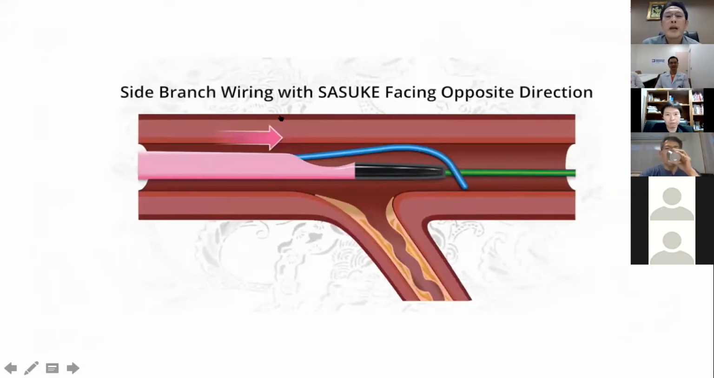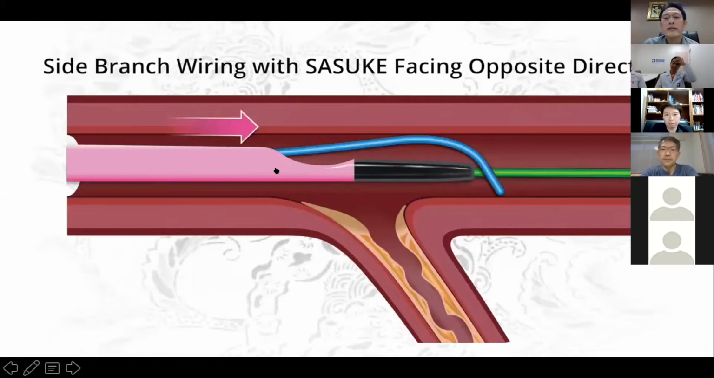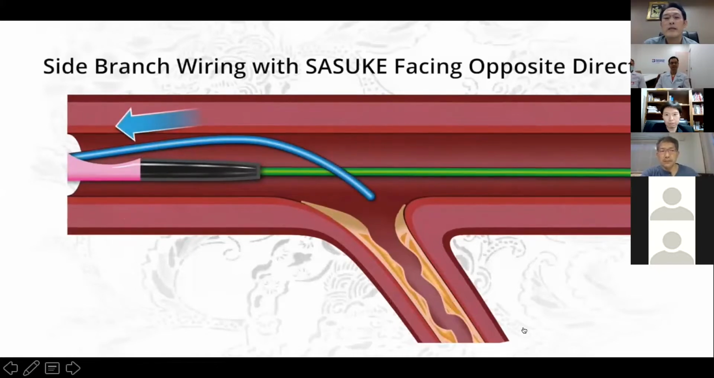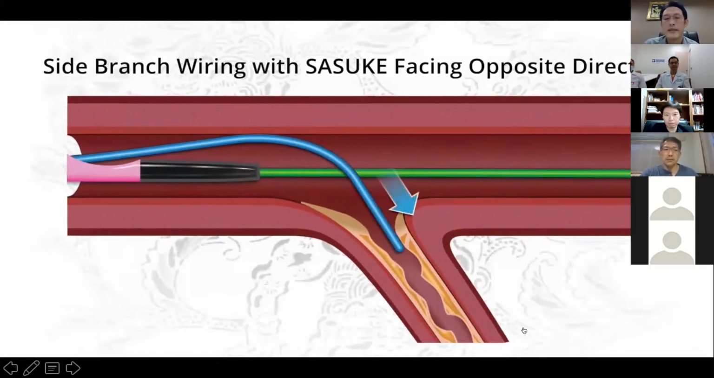And sometimes your port faces the opposite direction from the lesion. So you can just draw the Sasuke back to proximal of the lesion, and then the wire can cross the side branch lesion like this.